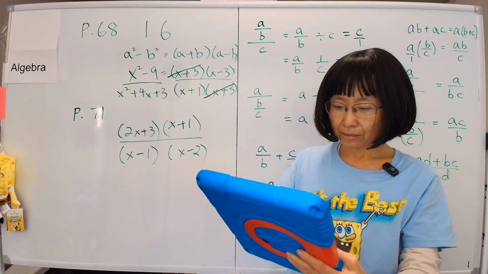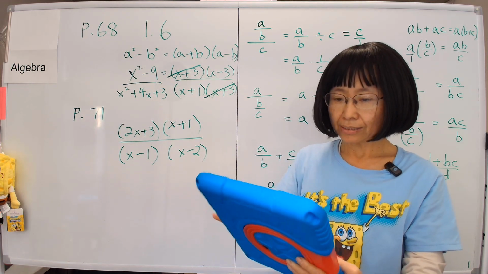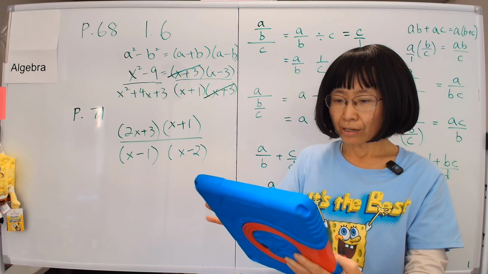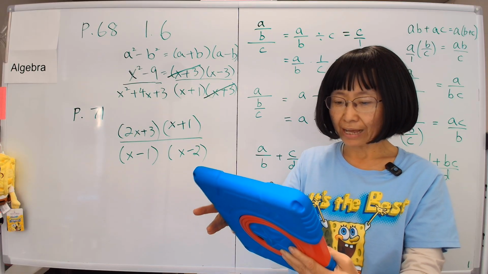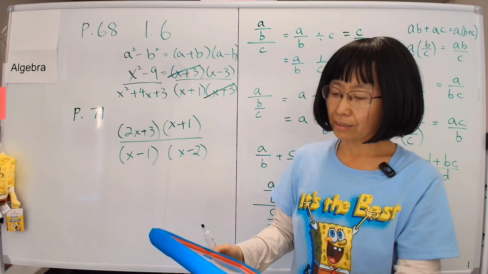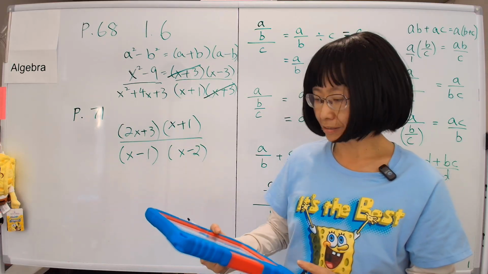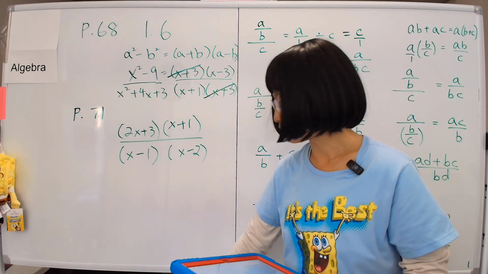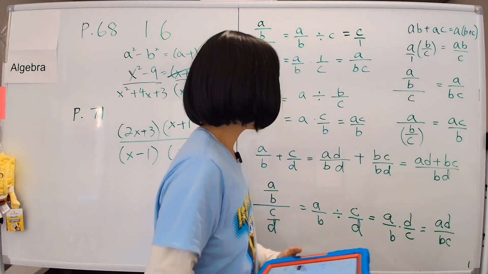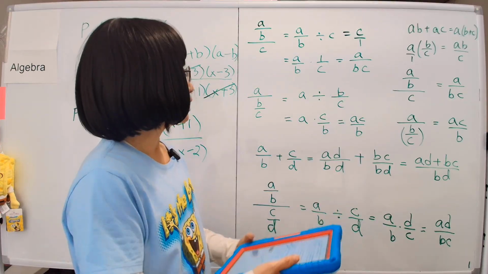Now, next, let's look at example 4. In example 4, we have to add rational expressions, especially when it has x and y in the denominator, which looks confusing if you're not used to it. But it makes no difference at all if it has x and y in the denominator.